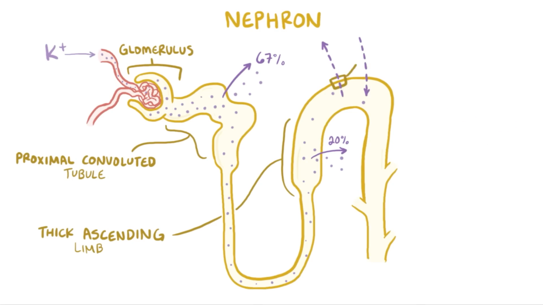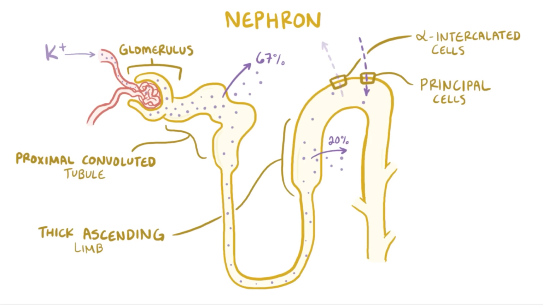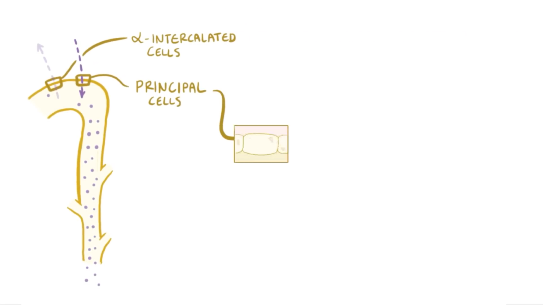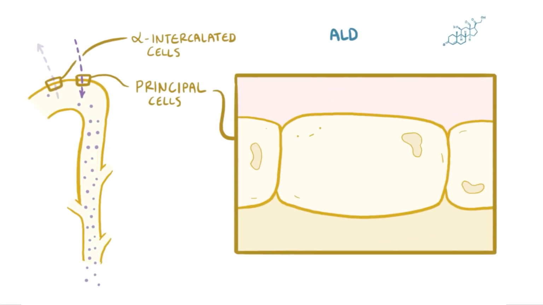Now, reabsorption in this area is taken care of by the alpha intercalated cells, while secretion is controlled by the principal cells. Typically, for people on a normal diet, more potassium is secreted than reabsorbed at this stage, and it could even be that all of the remaining potassium is secreted out if it's simply not needed. Now, an important hormone that helps regulate potassium reabsorption or secretion in the kidneys is aldosterone.